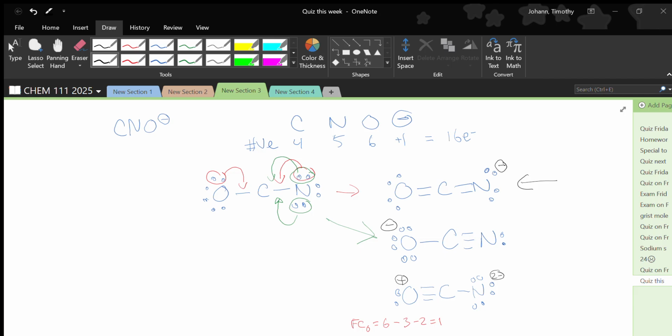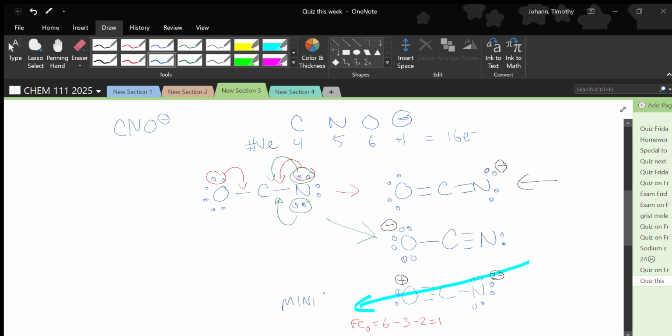So minimizing formal charges, which of these can we eliminate? We want to have as few charges as possible and as small of charges as possible. Yeah, we can eliminate this one, right? So I'm going to go ahead, I'm going to draw a line through it, and I'm going to write minimize formal charges.